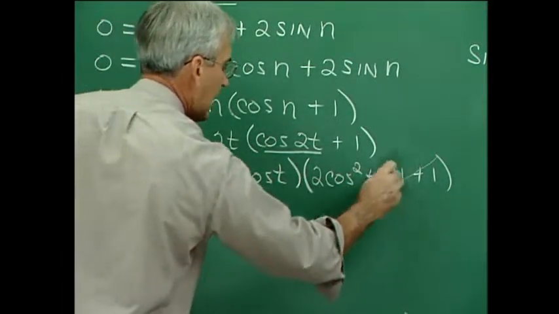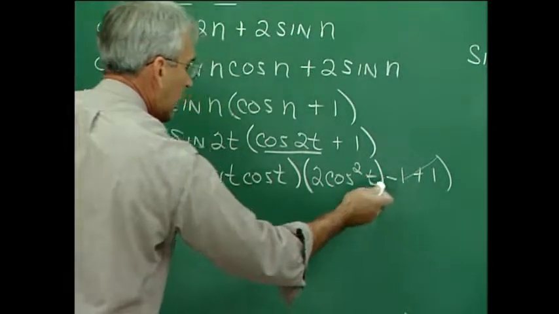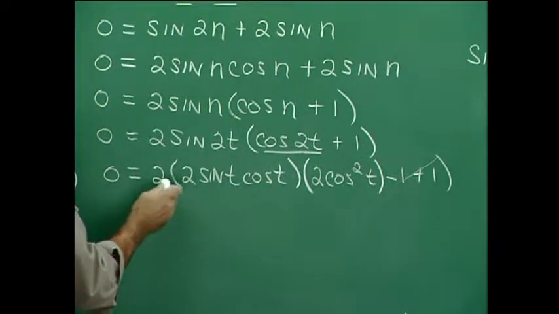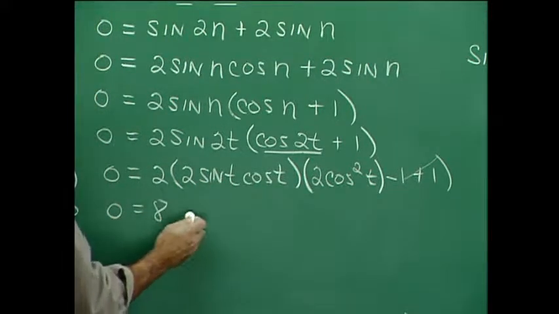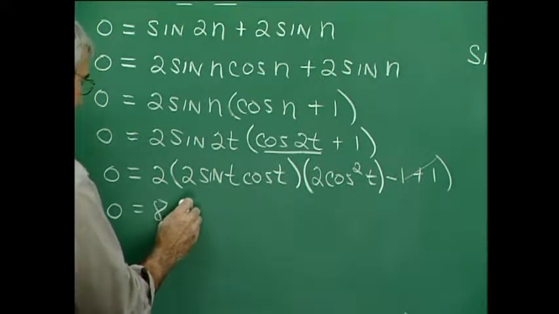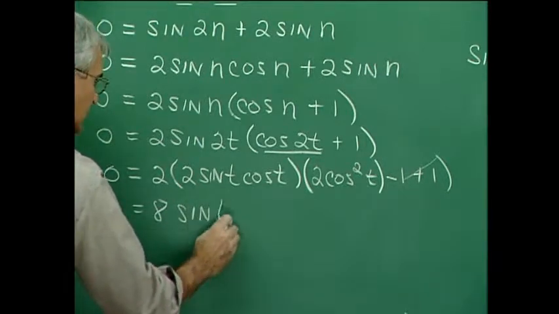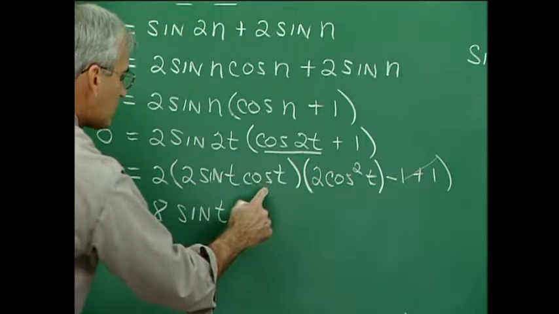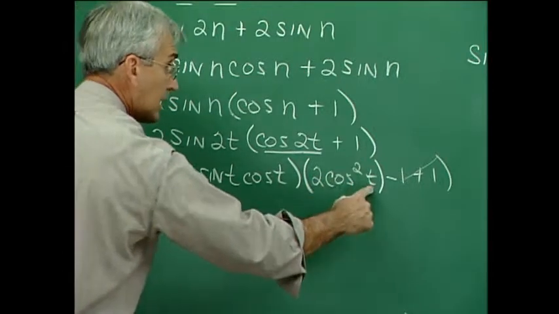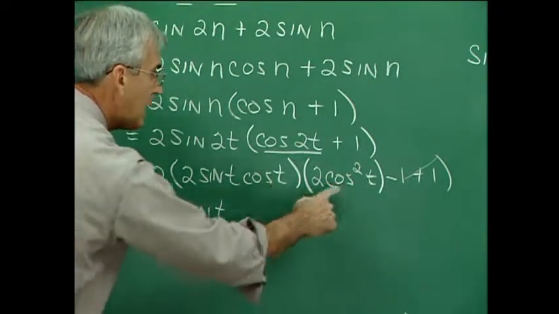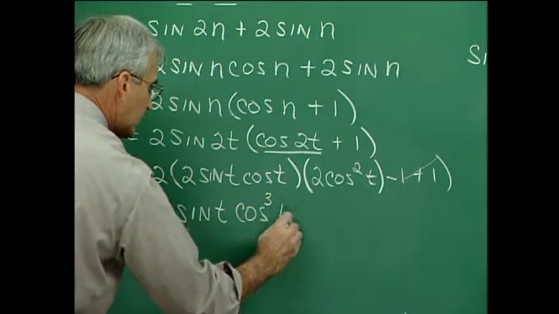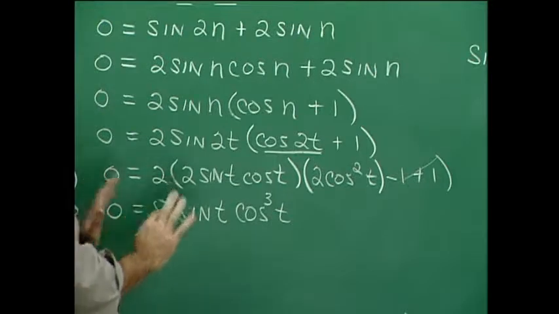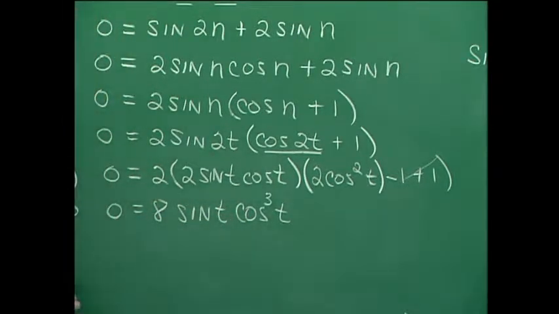Let's just clean this up. Now I'm going to just consolidate right here in the interest of time and space. I have 2 times 2 times 2. That's 8. And I have sine t cosine squared t. How many factors of cosine t do I have? I have 2 of them here, another one here. So this is cosine cubed t. Okay, now I have a consolidated situation which I can deal with in evaluating.